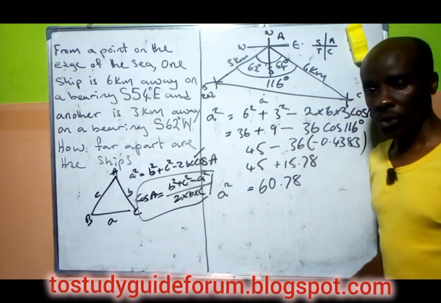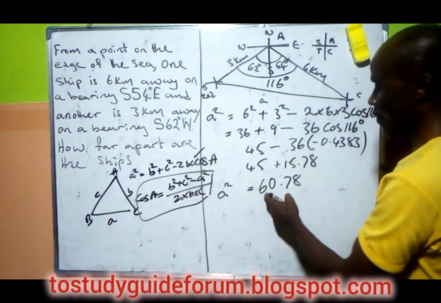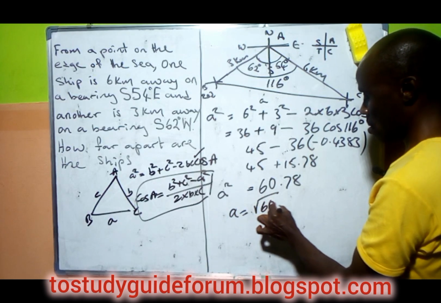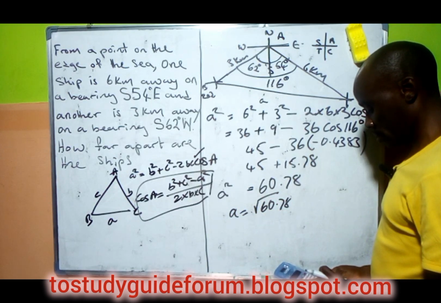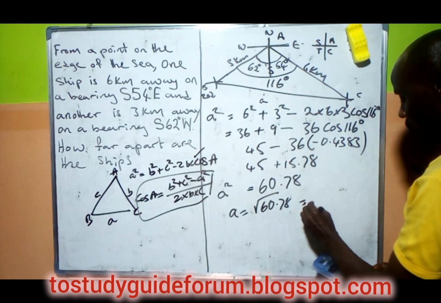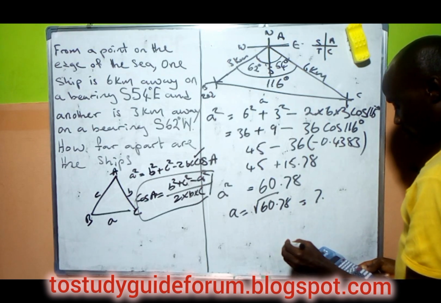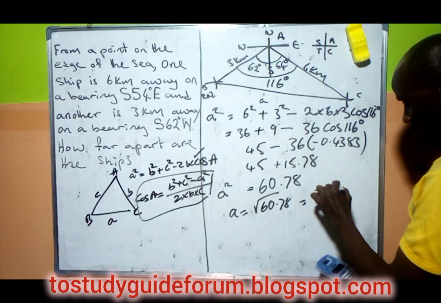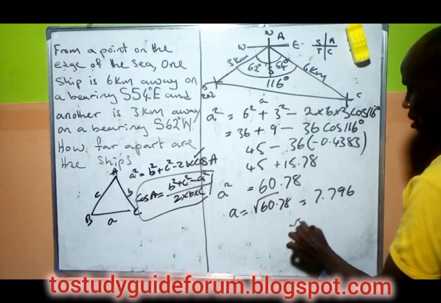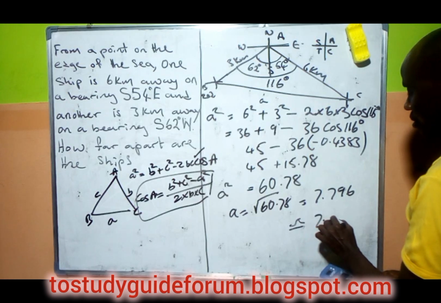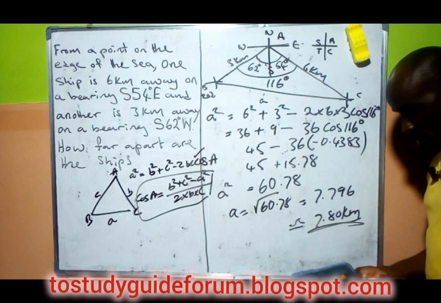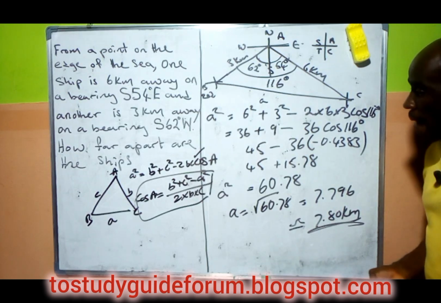Everything is A squared. So to find the side we are looking for, A will be equal to the square root of that. The square root is approximately equal to 7.80 kilometer. So this is our answer.